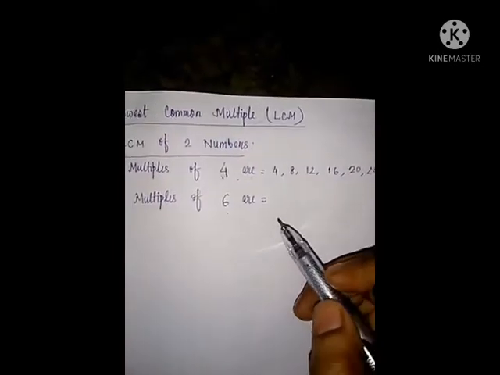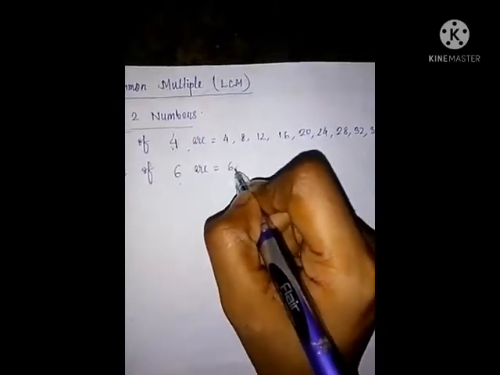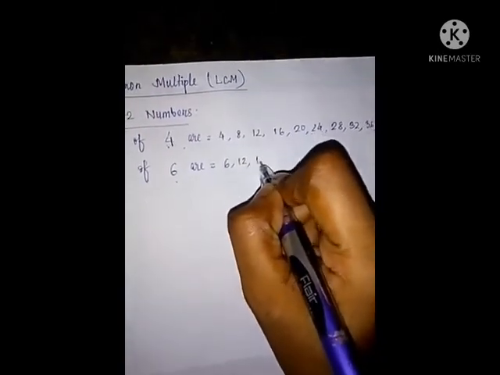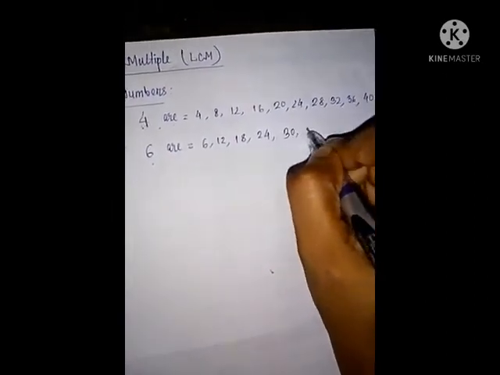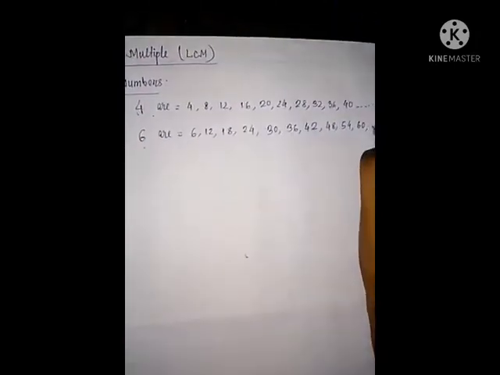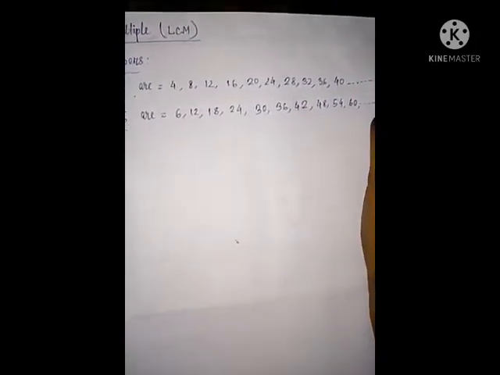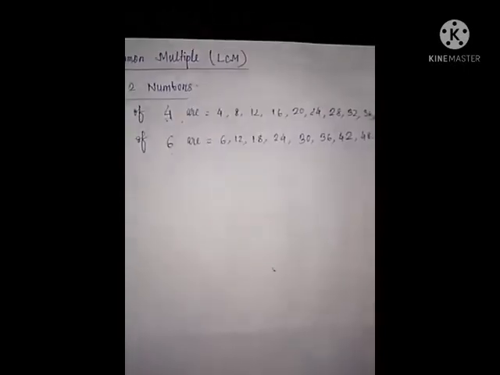Now write multiples of 6. 6 1s are 6, 12, 18, 6 4s are 24, 6 5s are 30, 6 6s are 36. So we can write very many, but up to the 10th multiple it's enough.